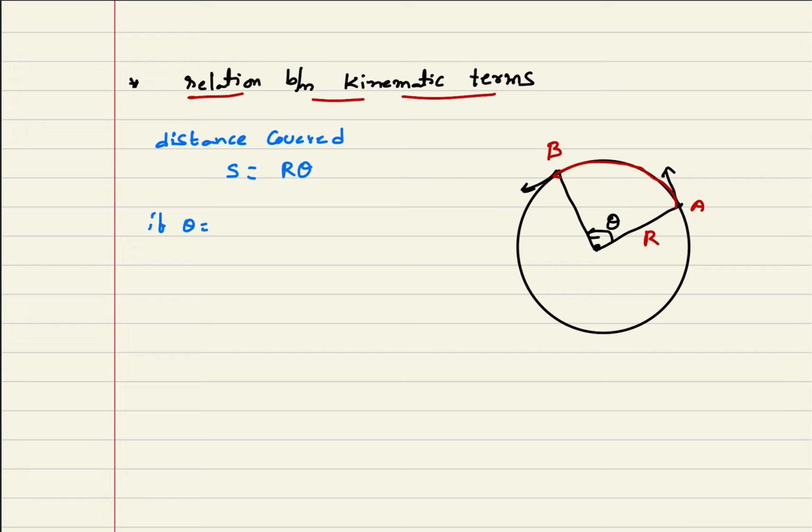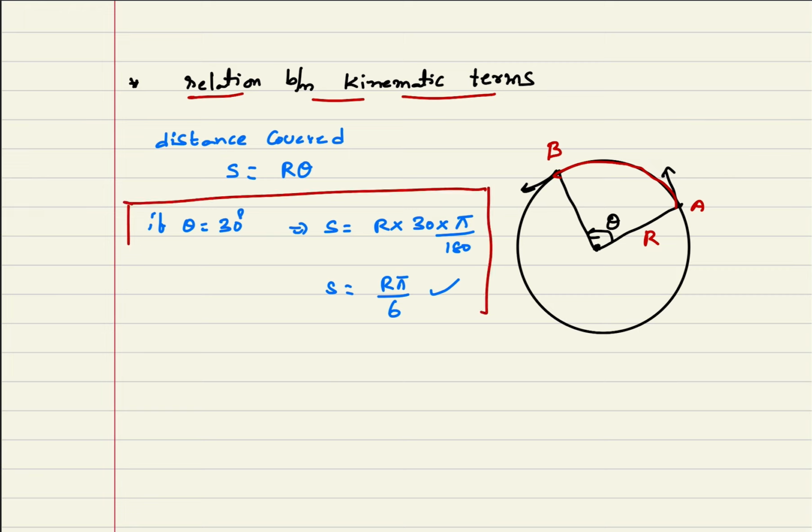If theta is equal to 30 degrees, then distance can be written as R into 30 degrees, which is nothing but 30 into pi by 180. That is, S is equal to R pi by 6. This is the distance covered. I am giving this as an example, just observe that, based on the relation, you can follow that. The reason is 1 degree is equal to pi by 180 radian.